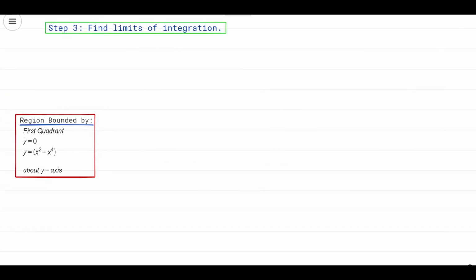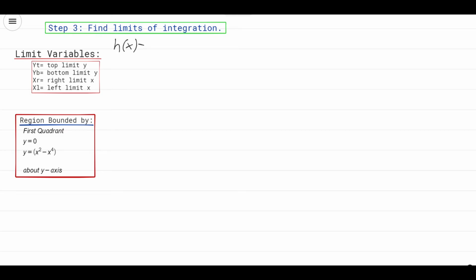Now for step 3, we're going to find the limits of integration. Note that in this problem, the limits of integration were not explicitly given, so we do have to find them. Again, this is a naming convention I use for limits of integration. We know h of x was equal to the given function, and we're going to set h of x equal to 0 to find our limits of integration.